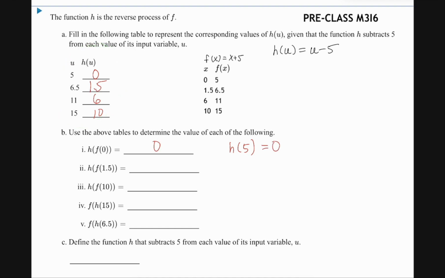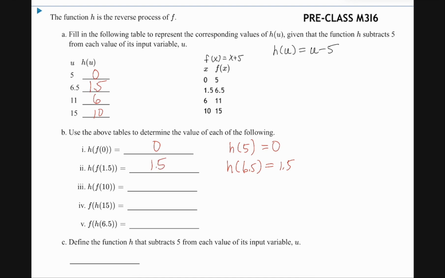Let's do another one. This time we're going to start with f of 1.5. So if we go to this function, our input is 1.5, we get out 6.5. So now we're going to take the h and we're going to plug in 6.5. Oh, look what we got. The answer is 1.5.